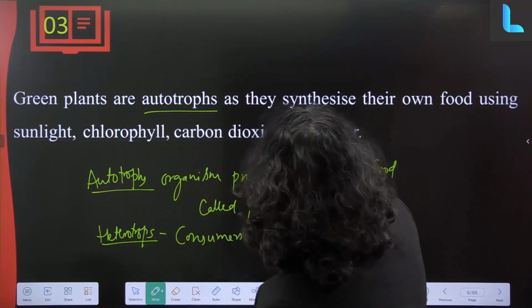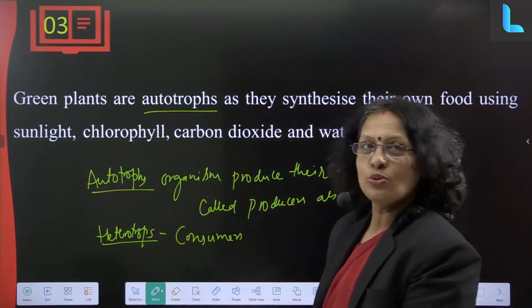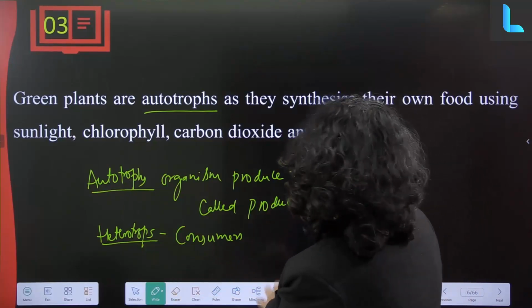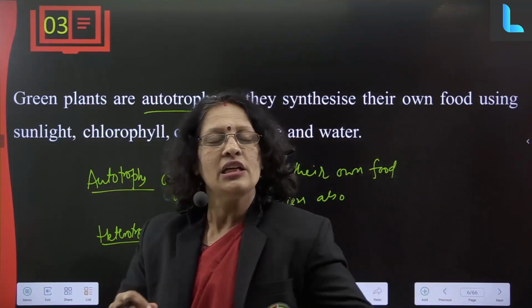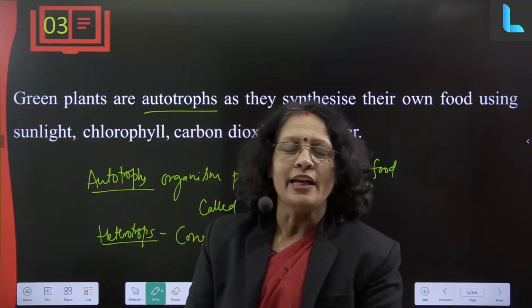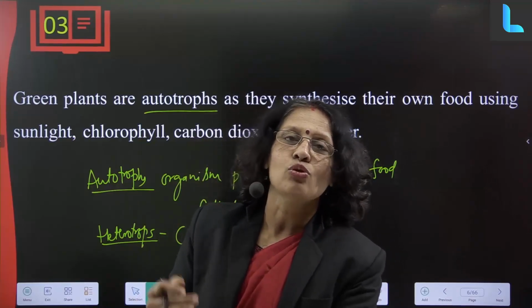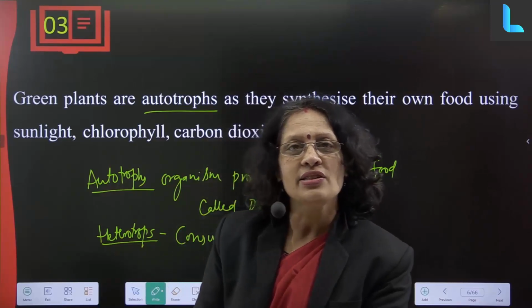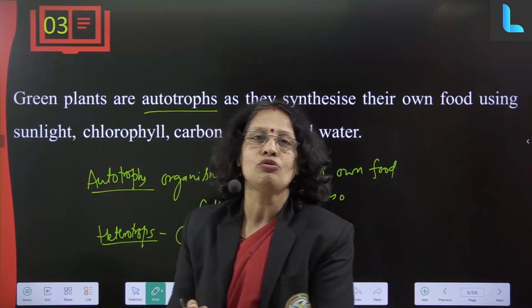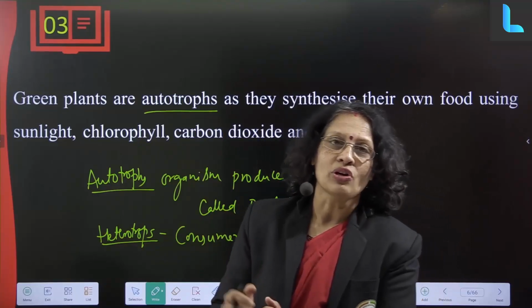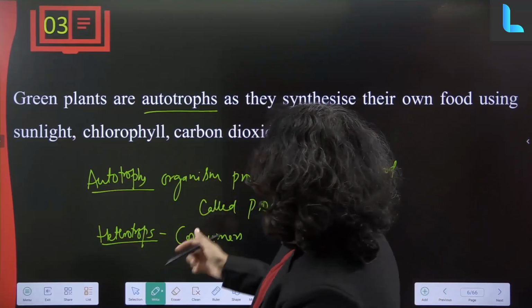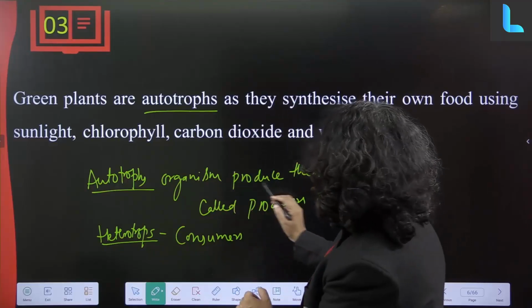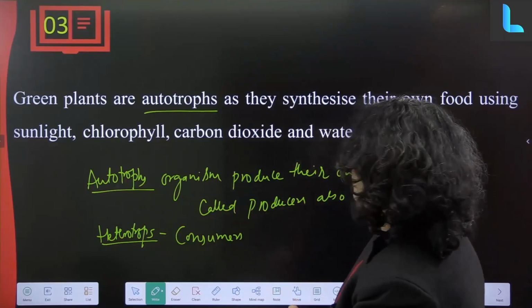Green plants are autotrophs, as they synthesize their own food using sunlight, chlorophyll, carbon dioxide and water. Green leaves have chlorophyll, and in that the chloroplast is there. So chloroplast has a tendency to trap light energy. The packets of energy are called photons. So photons are being trapped there, and that's what happens. Organisms that produce their own food are also called producers.